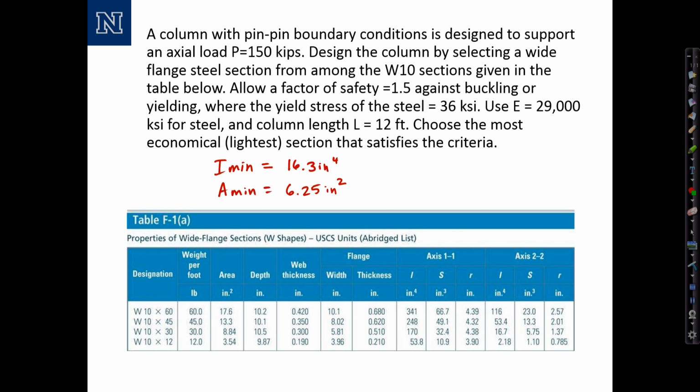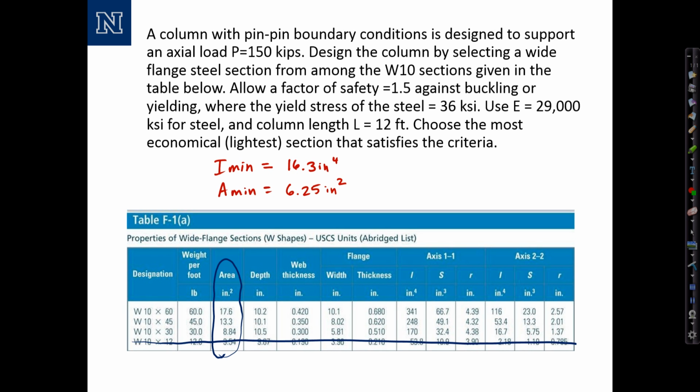To summarize, I need a section that has a moment of inertia I greater than or equal to 16.3 inches to the fourth, and area greater than or equal to 6.25 inches squared. And let's look at the table. Start with area. This is the column for area right here. We see immediately this W10 by 12 does not work because the area is less than 6.25, so I can cross this one off. Otherwise, the other three all satisfy the area criteria.